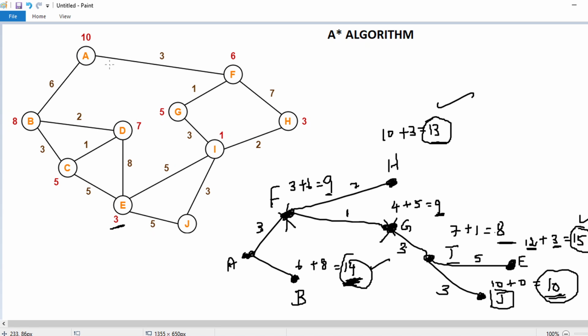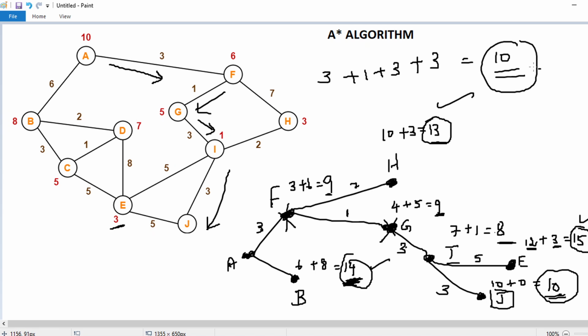So here, what is the route? It took A to F, then F to G. Okay, you see, F to G, then G to I, then I to J. It took this route. So what is the cost of this route? This route cost is 3 plus 1 plus 3 plus 3, so it is 9 and 10. 10 is the total cost for this one.